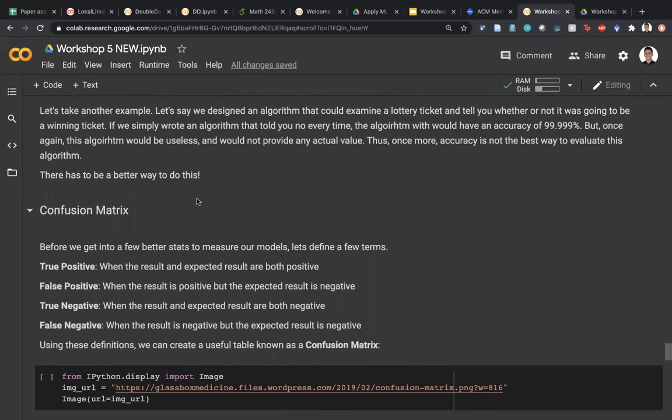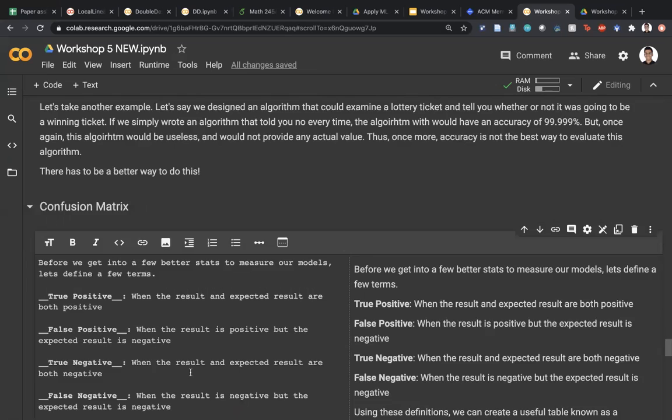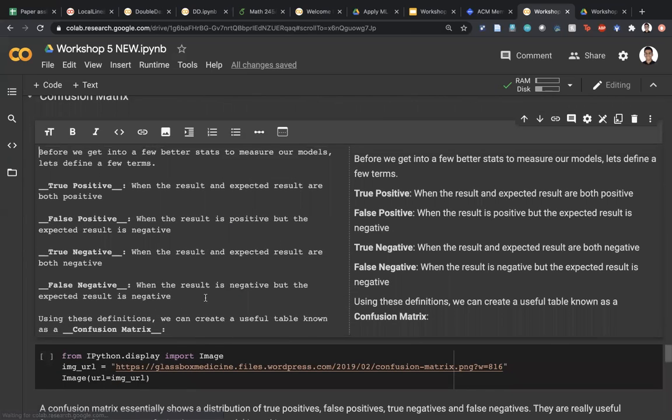And naturally, you also have false negative. When the expected result is positive, but you predict negative, that's probably the most dangerous situation. Yeah, there's a small error here. A false negative is when the result is negative, but the expected result is positive.